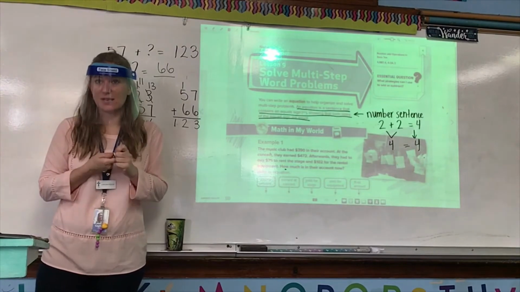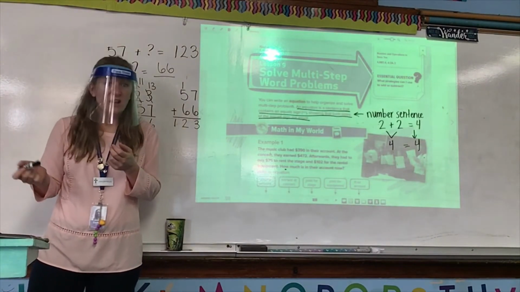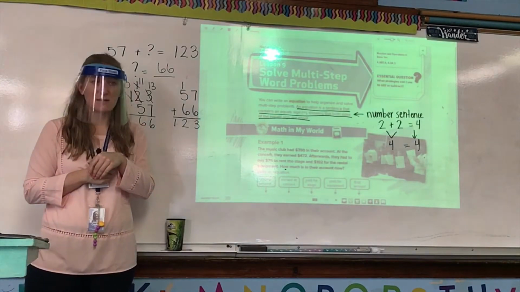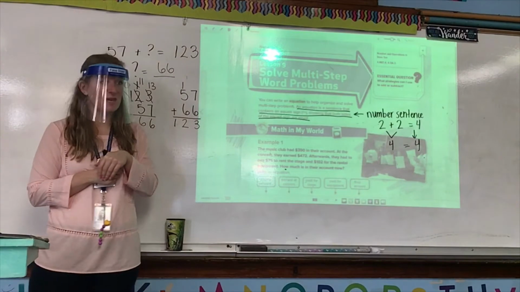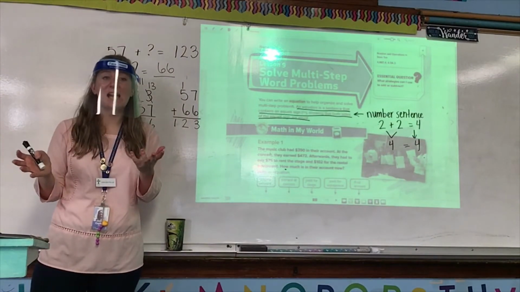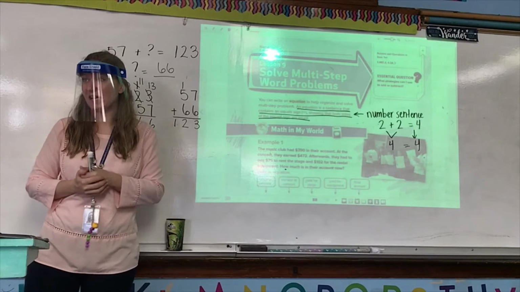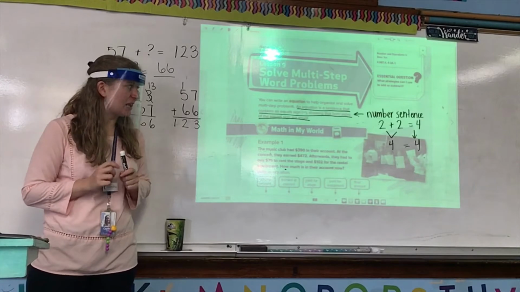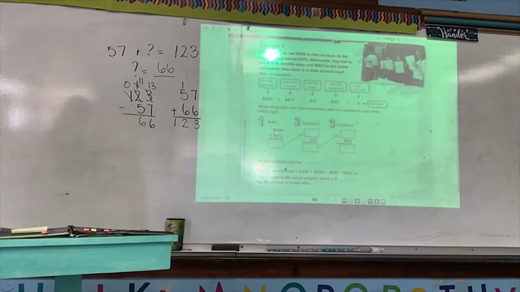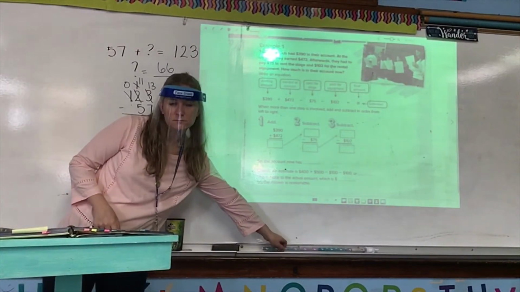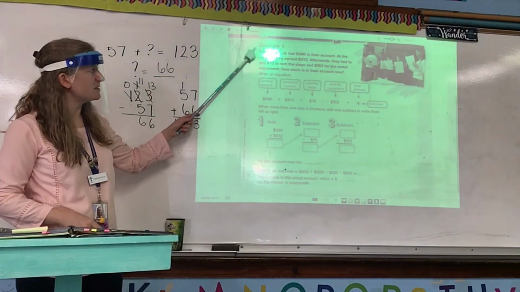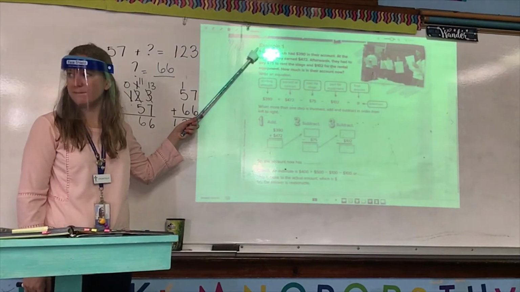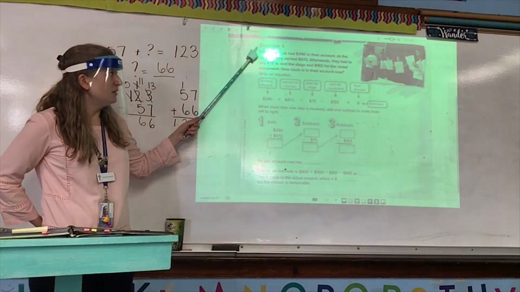But most of the equations that we write are going to have more than one operation symbol. Sometimes that means it might have a bunch of addition signs. Sometimes it might have a bunch of minus signs. It could have addition and minus signs in one number sentence. So let's look at what that looks like in example 1. Okay, so finger or pencil on example 1. When I see everybody's finger or pencil on example 1, we will continue.